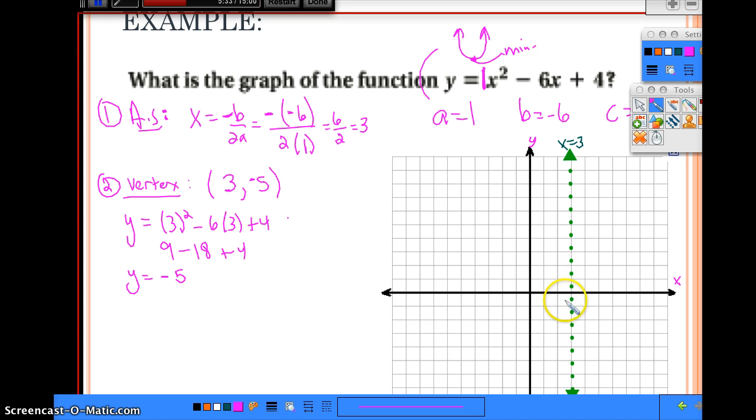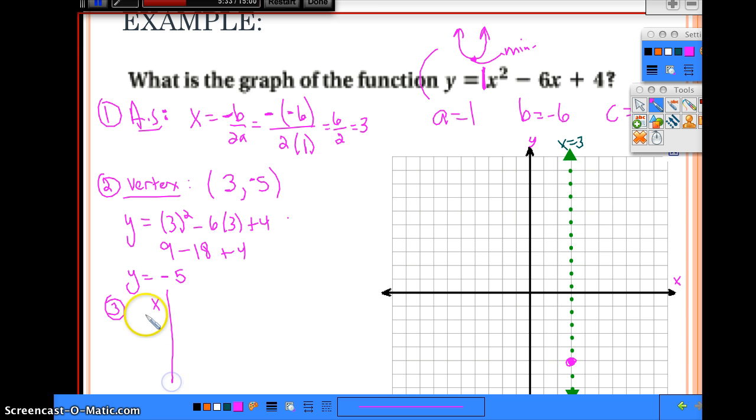So I go to 3 comma -5. It should land right on my axis of symmetry. 1, 2, 3, 4, 5. So make that a nice big point so we can see it. Step 3. Step 3, I'm going to build my table.